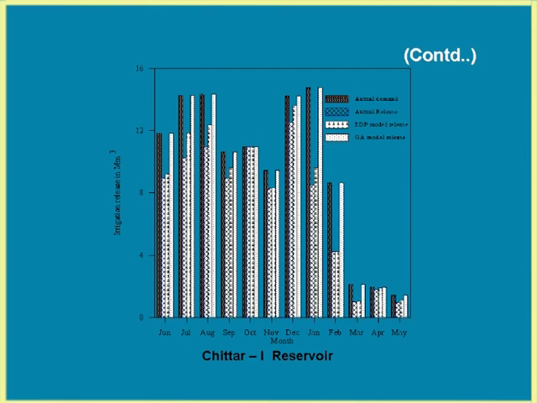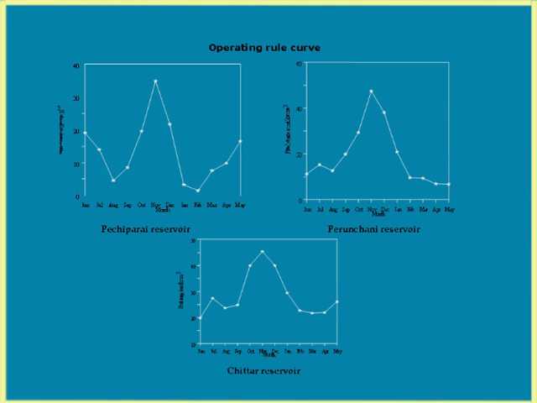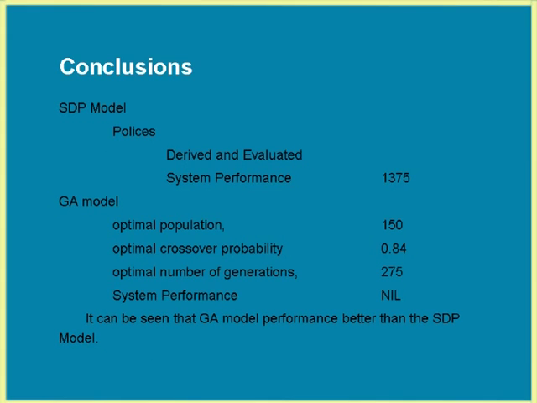The fourth reservoir is a stabilizing reservoir, and these are the operating rule curves. Operating rule curves are the curves which are to be kept at the dam site. That means these are the final storages to be maintained at each and every month, right? The system performance, surprisingly, is 1375 only, because it is a coarse discretization. A discretization of 6 for a multi-reservoir system is very coarse. If I want to go finer, it is almost impossible.